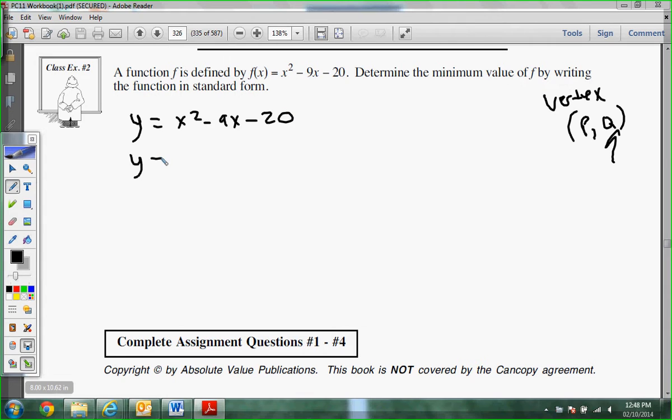So I'm going to go y equals x squared minus 9x. I like to put plus box, to let myself know I'm completing the square, and then my minus 20 is out here.